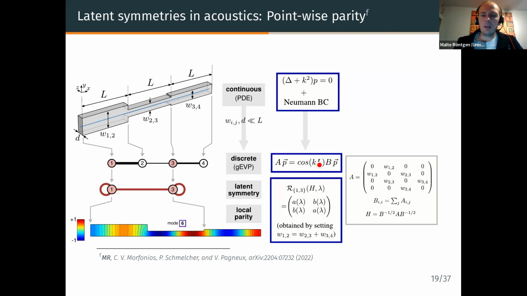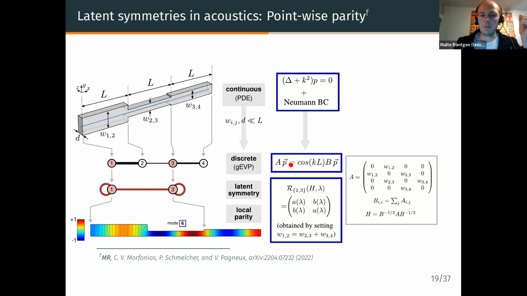So A and B are matrices, which I'm going to explain in a second. Cosine kL is our eigenvalue. And the p vector is the pressure of a corresponding eigenmode if you evaluate it only at those 4 boundary points, 1 to 4. As I said before, if you have the pressure at the ends of a waveguide and the wave number k hidden here, you can reconstruct the wave field everywhere. So this is somehow the logic why we can get from here to there.